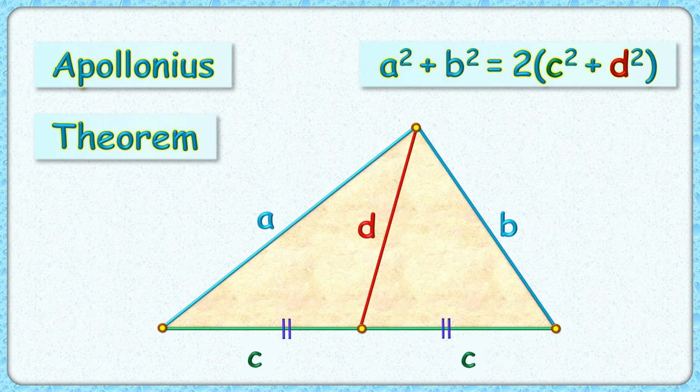In geometry, questions involving a triangle with a median in it, to solve it we frequently use Apollonius theorem, which states that the sum of the squares of the side lengths which contain the median, that is a square plus b square, equals twice the median length square plus half of the third side square. Now let's check the proof of the same.